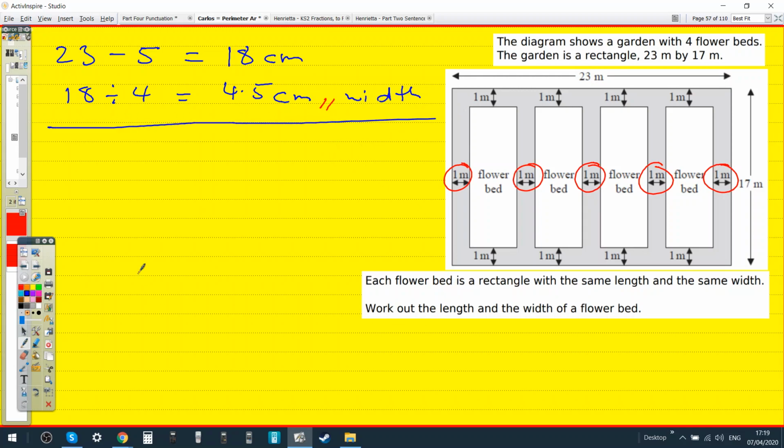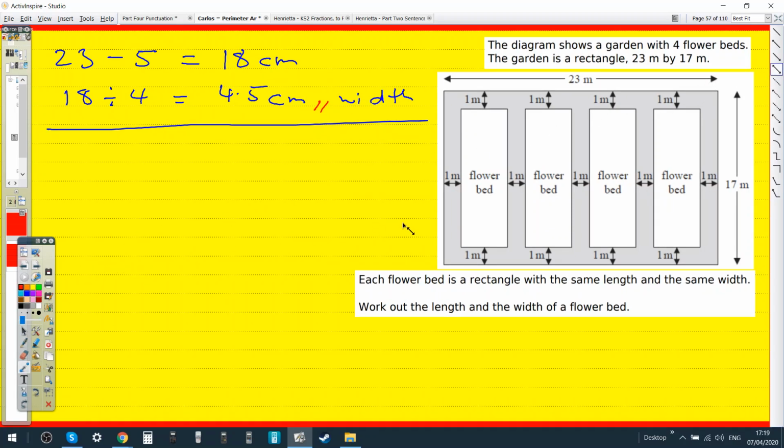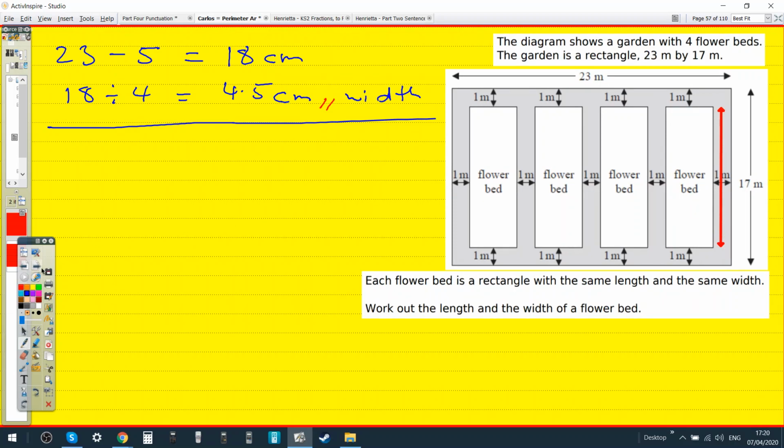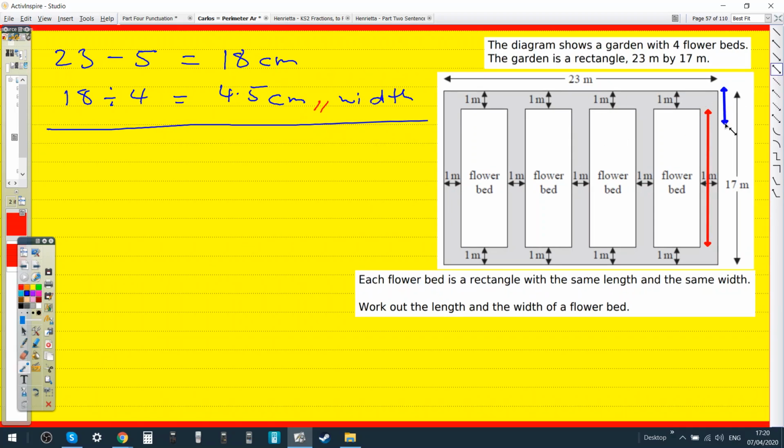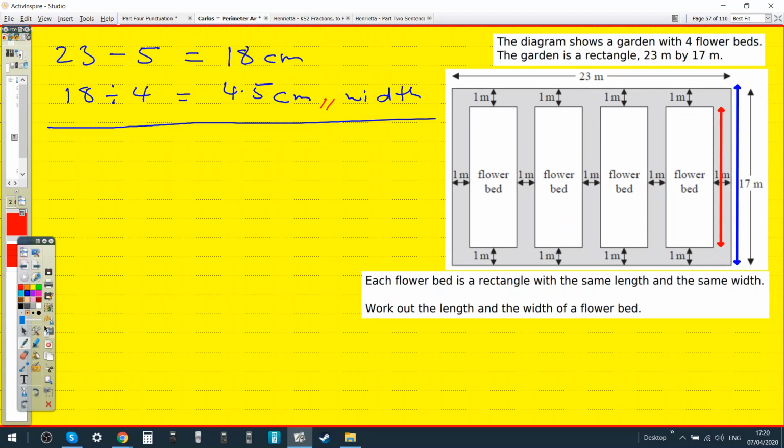So now we need the length. How did you say? Do you have to do 17 centimeters minus 5? 17 centimeters is this way. So the total is 17. How much is taken off? 1 centimeter. So we want this bit here. Four centimeters? No. So what is the difference between the blue and the red?